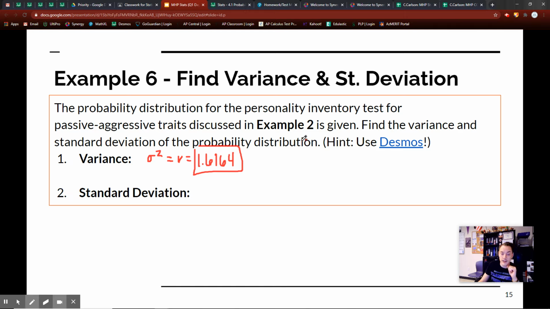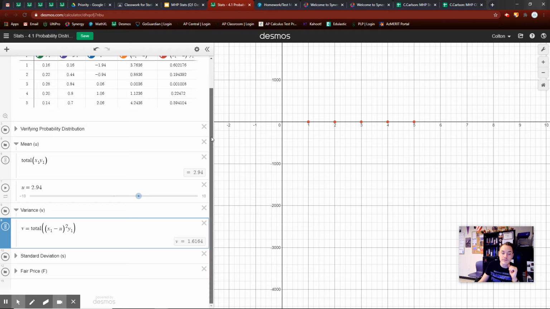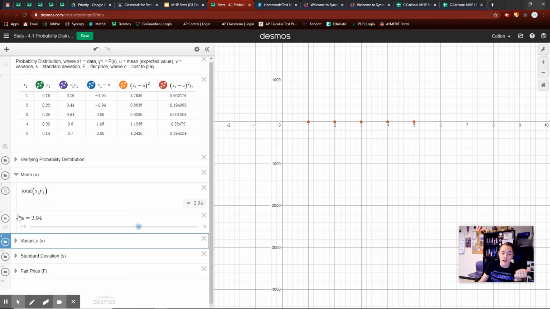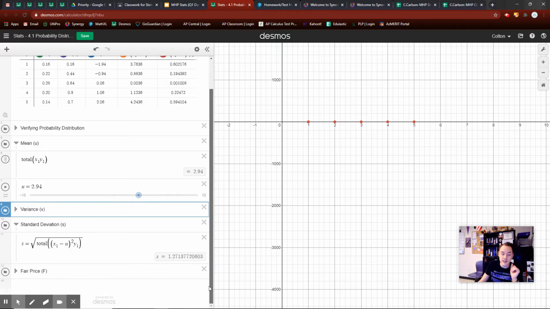Holla. Okay? What's my standard deviation? My standard deviation is the same thing as S on Desmos. So all we have to do is just scroll down. And then I can untoggle that because I don't need it anymore. And then I can just hit standard deviation. And then boom, right there. That's all it is. I'm going to round this to probably 4 decimal places.